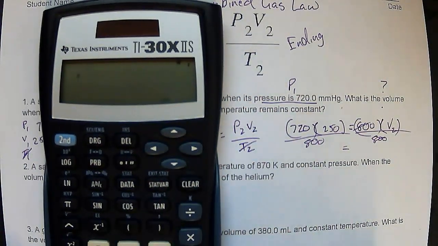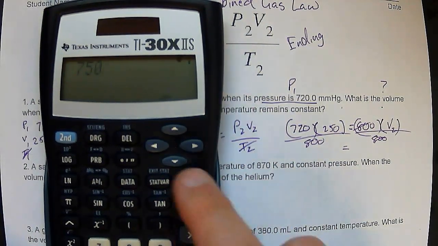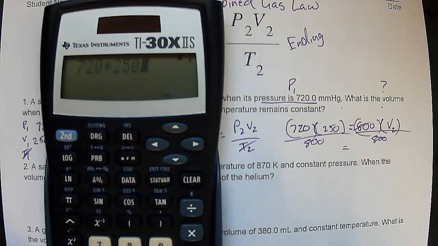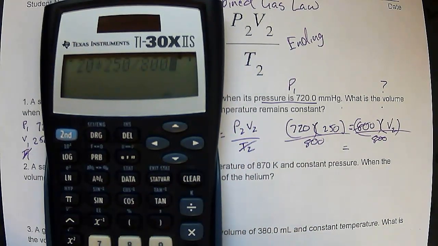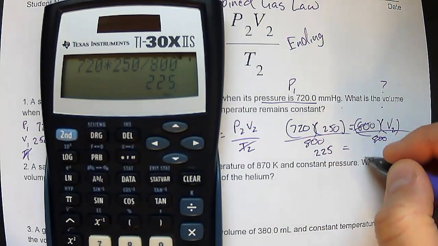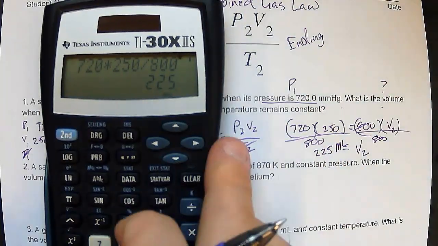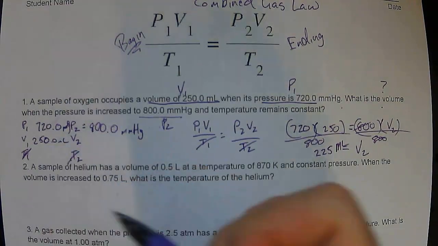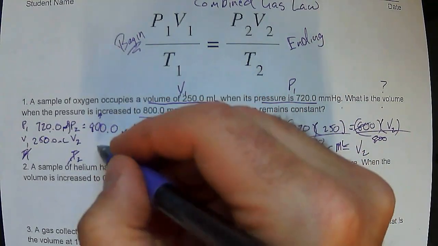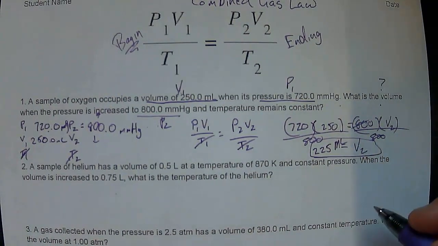I'm going to do 720 times 250 divided by 800. When we do that, we get 225 equals V2, and that's going to be milliliters. Now we want to double check what's happening to the pressure. Pressure is going up, so that means the volume is going to go down, and that's what happens.